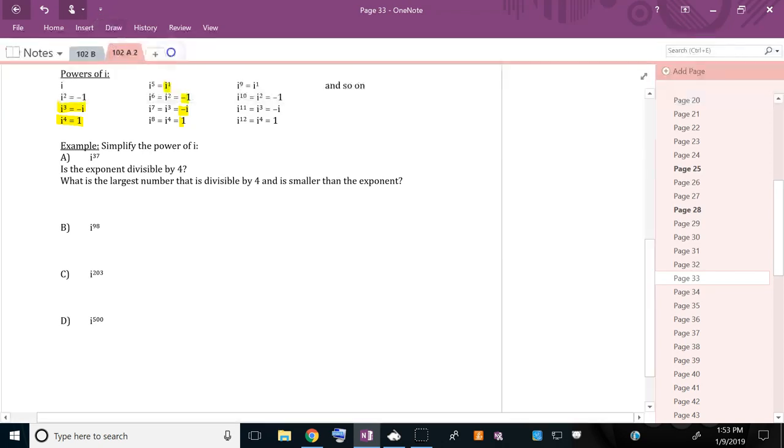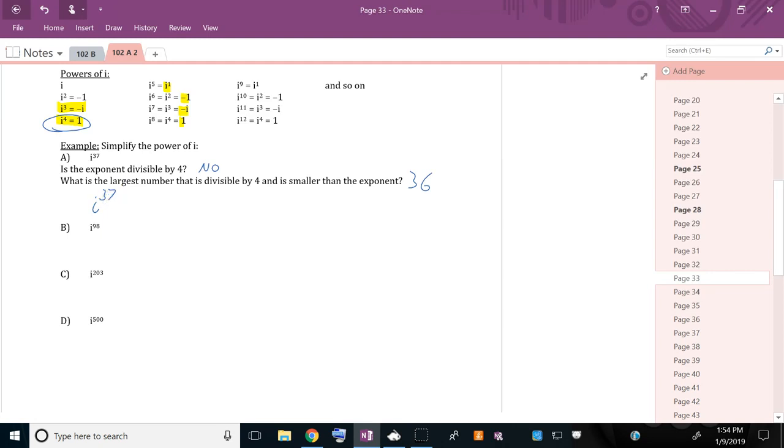Now the key to all of these problems is the fact that i to the 4th is +1. So if I have i to a power, here my example of i to the 37th, I want to know if the exponent is divisible by 4. So here, 37 is not divisible by 4. So I then ask myself, what is the largest number that is divisible by 4 and is smaller than the exponent? And here that's going to be 36.